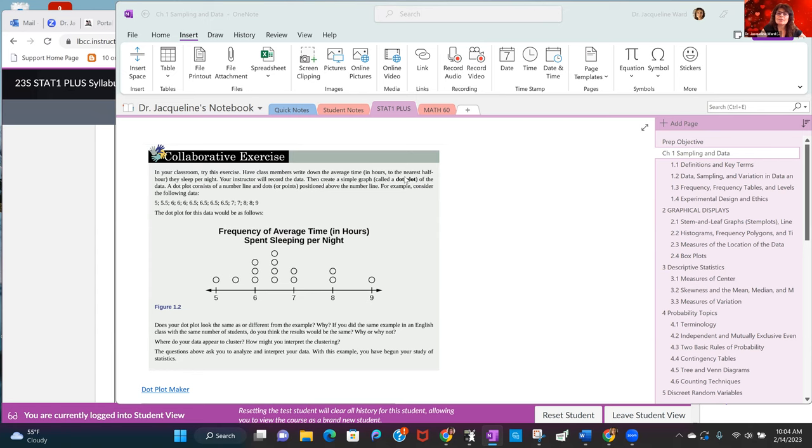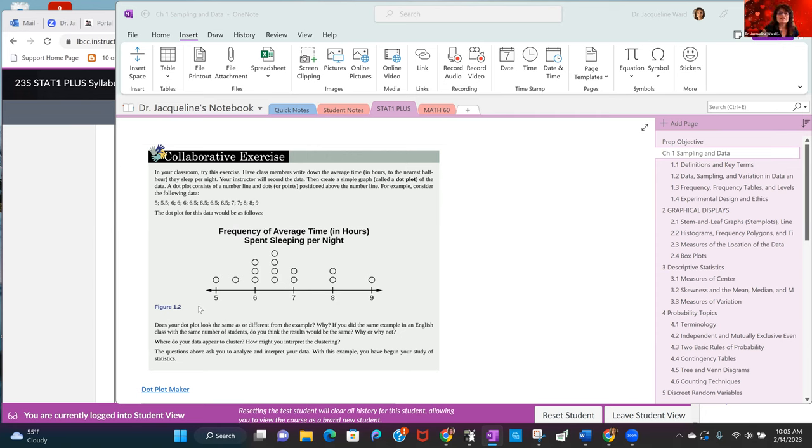So I got this image from our textbook. And it says in your classroom, try this exercise. And this is actually pretty cool. So I want you guys to think about the average time in hours to the nearest half hour that you sleep per night. And actually, I want you guys to type your answer in the chat. And I'm going to create what's called a dot plot of that data.